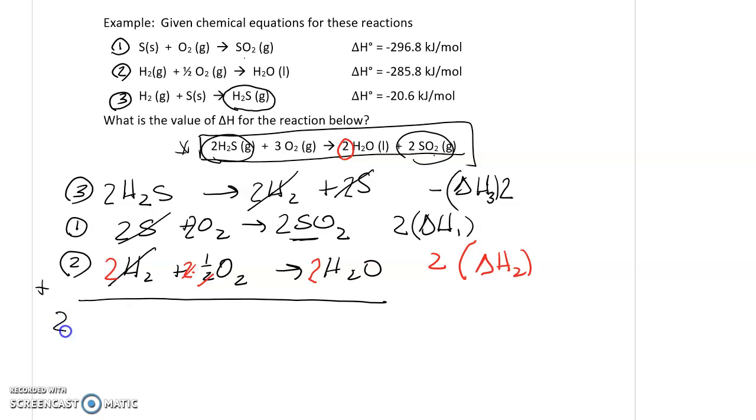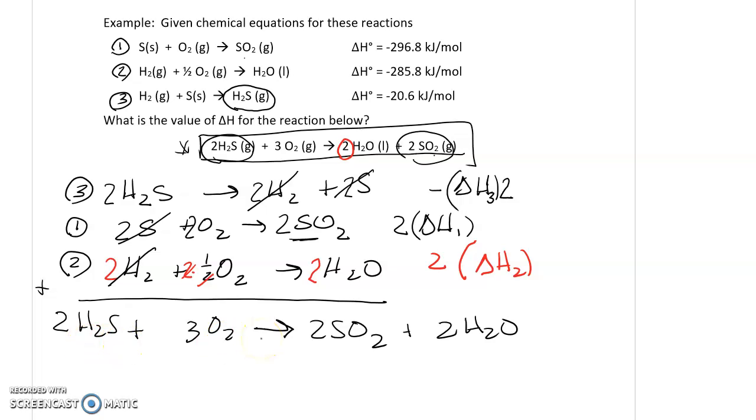So now I can go ahead and just write it out. I've got 2H2S, just to double check, plus I've got 2O2 plus 1O2, which is 3. So let me rewrite that. So that's going to be 3O2, 2 plus 1. Okay, I'm rewriting that, which is going to be 3O2. And then I've got 2SO2 plus 2 water. Now I'm looking at my reaction again, and that matches the reaction above.